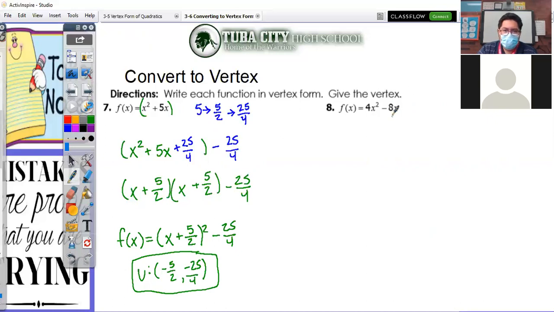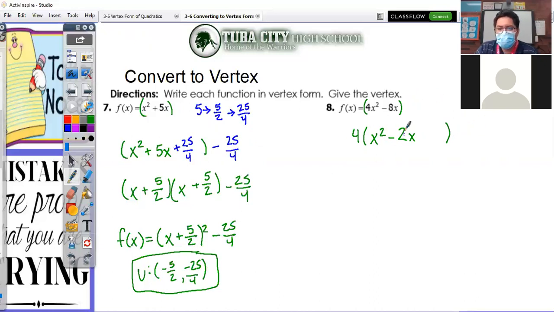Okay, let's see. Group these two together. And then it looks like we're going to have to work with, oh wait, hold on. Before we do that too, remember, we cannot have an a value that's anything other than 1. So divide that by 4. So basically what I'm going to do is divide both of those numbers by 4. And then I have no other numbers on the outside, so I'm going to leave it blank, but it would be a +0 though. But that's not going to really change anything.